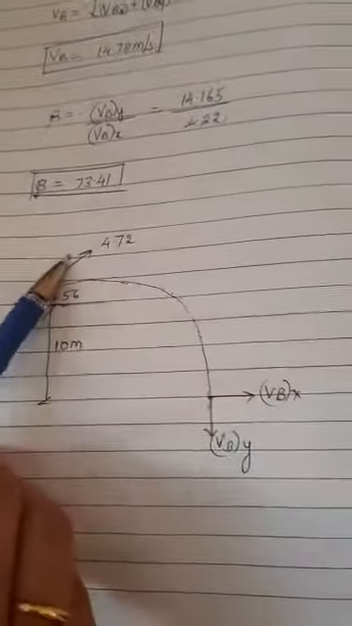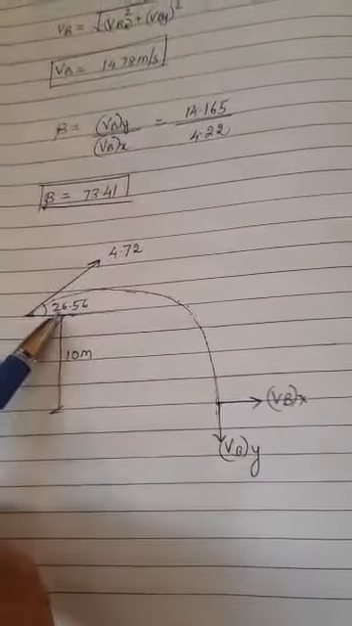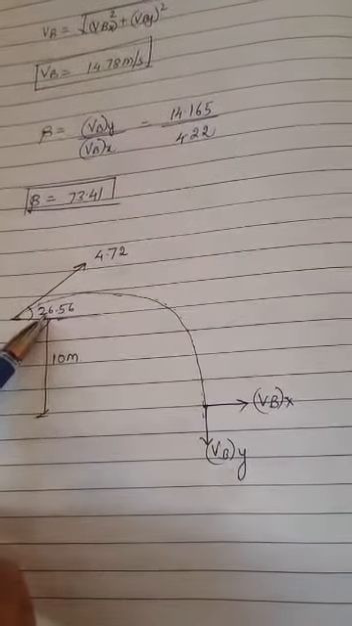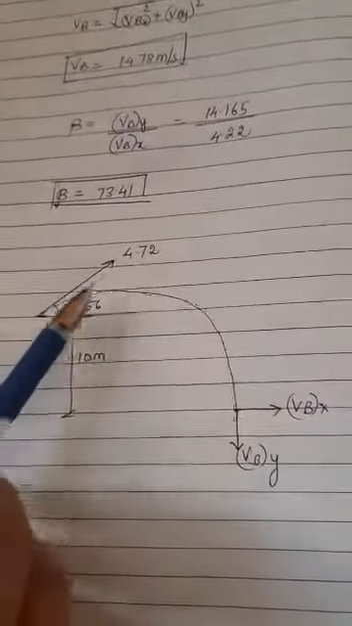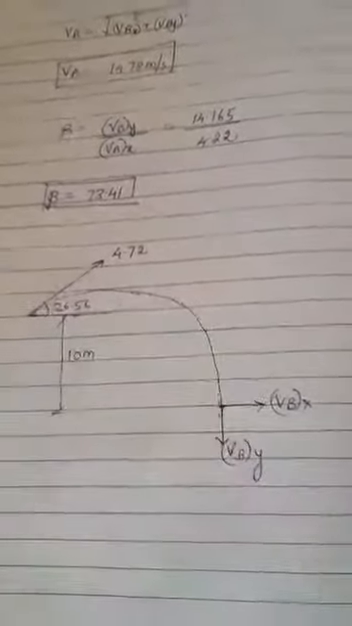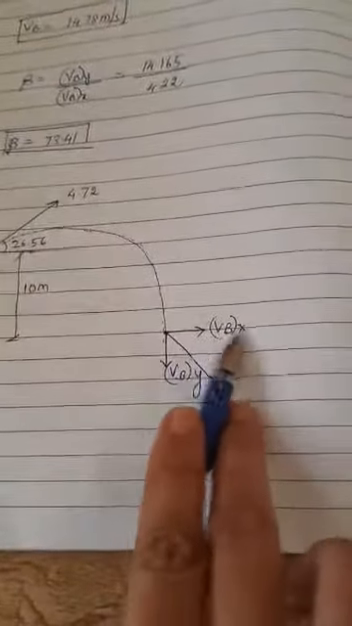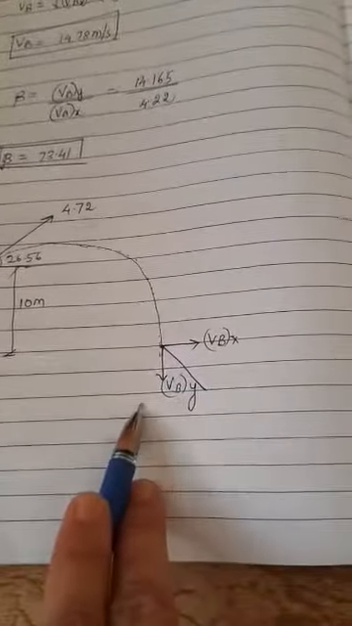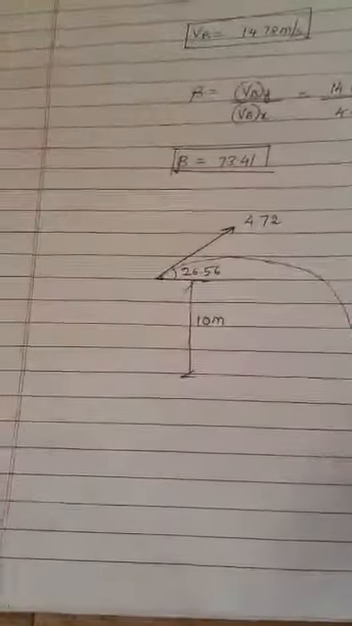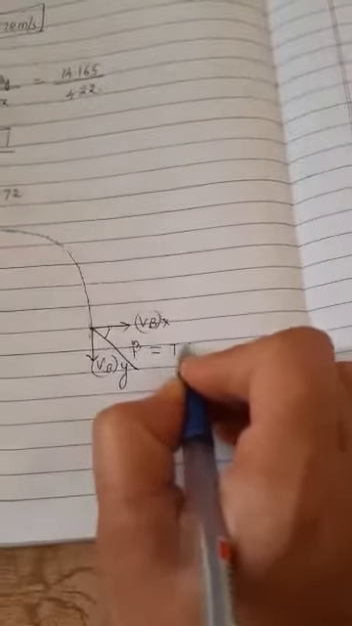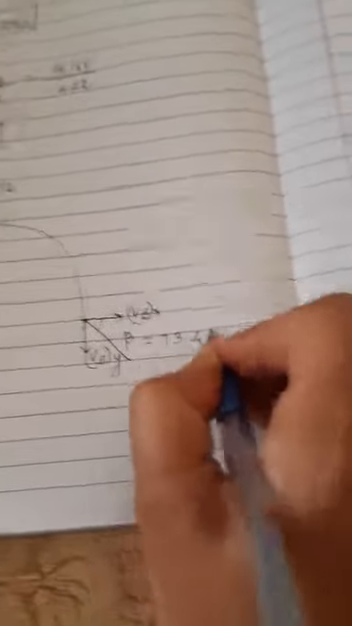So this is your initial velocity, and this is the angle between the velocity and the horizontal plane. Next, this is your VBX and this is your VBY, and the angle of landing is your angle beta. So here we are getting the angle of landing equals 73.41.